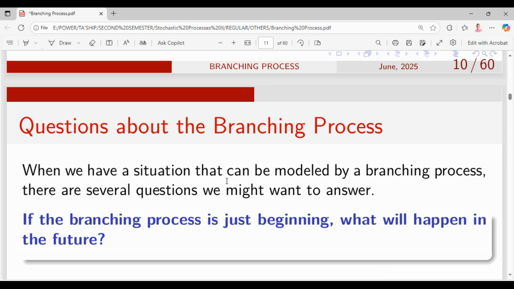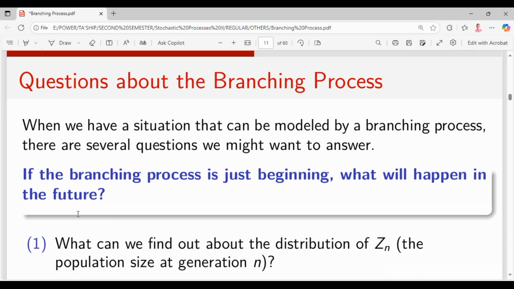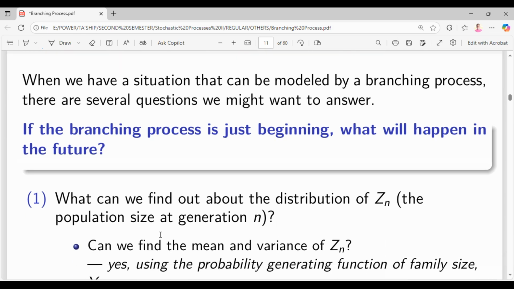So when we have a situation that can be modeled by a branching process, there are several questions that we might want to answer. The first one is that if the process is just beginning, we just began with our initial ancestor, so what will happen in the future? What is the future state? Is it going to survive or is it going to go extinct? Right? That's the first question we need to ask ourselves.